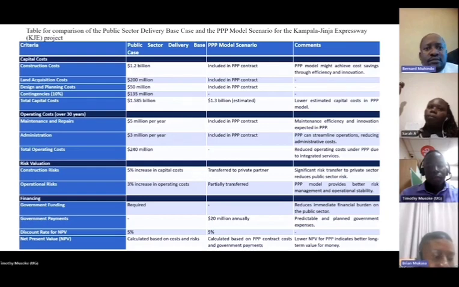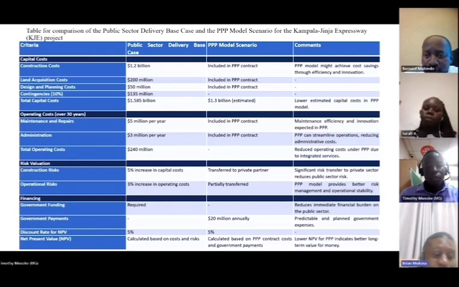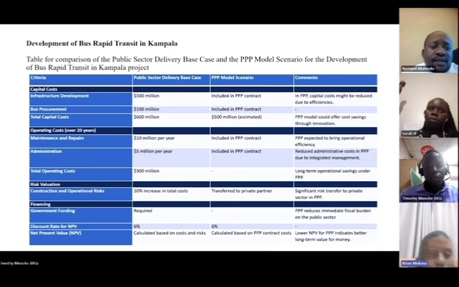We also looked at a table that shows the breakdown of the cost comparison for the PPP model and the public sector model, which eventually showed us that the PPP model is the best option considering a discount factor of 5%. That's it from me. Muhindo Bernard can take it up for the next slide.